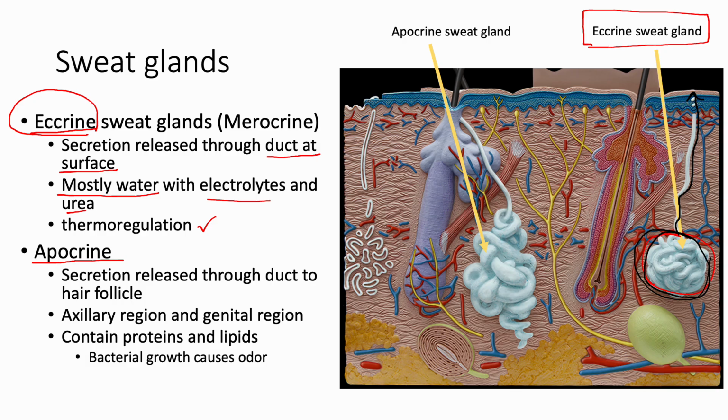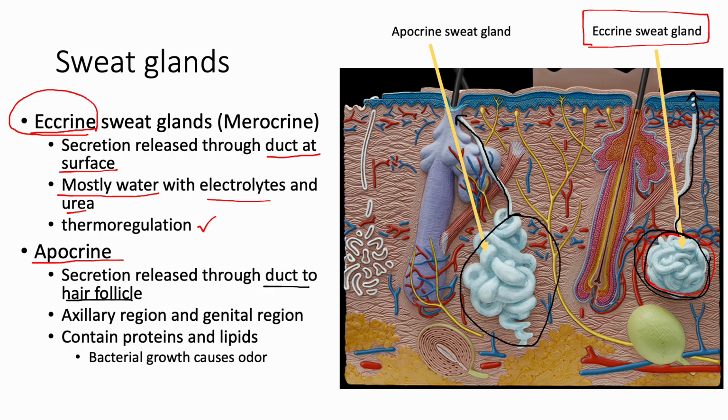Now, our next example is an apocrine sweat gland. This also has a duct. However, it's not released to the surface. It's typically released onto a hair follicle. So this one, you see the sweat gland itself is a little bit larger than the eccrine sweat gland. And here's the duct, and it is releasing the secretion onto this hair shaft or onto the hair follicle.